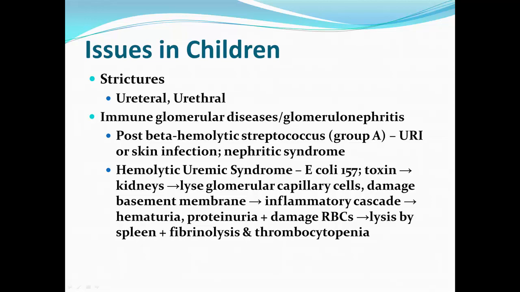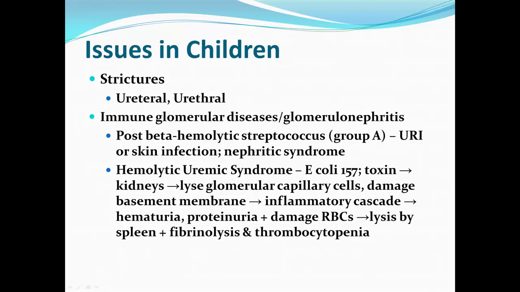Another disorder that you see primarily in children, although hemolytic uremic syndrome has been known to occur in adults, it virtually always occurs in children. And this is due to E. coli 157. There's also a 104. But the E. coli produces a toxin, and this is the Shiga toxin that's produced by the E. coli bacteria. This toxin presents itself to the kidneys and causes lysis, breakdown of the glomerular capillary cells, and damages that basement glomerular membrane.